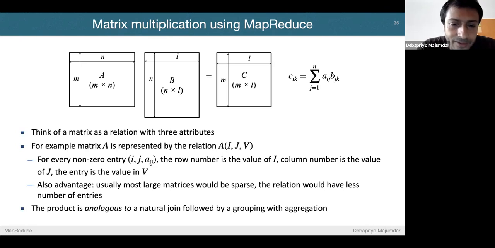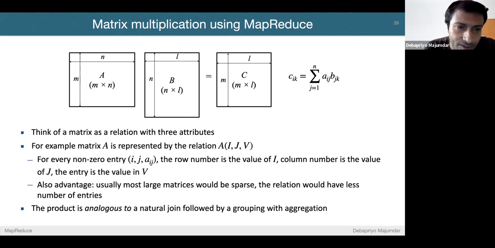And then this is the key idea. The matrix product, I mean, computing that is analogous to a natural join followed by a grouping with aggregation. Two MapReduce processes. First one will be a natural join, and second one will be grouping with aggregation.